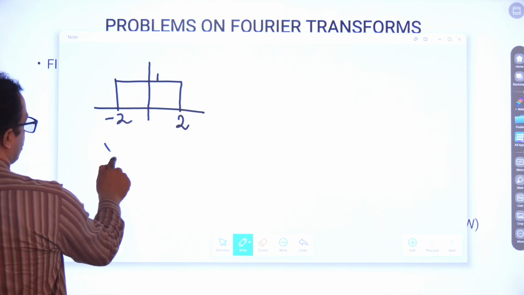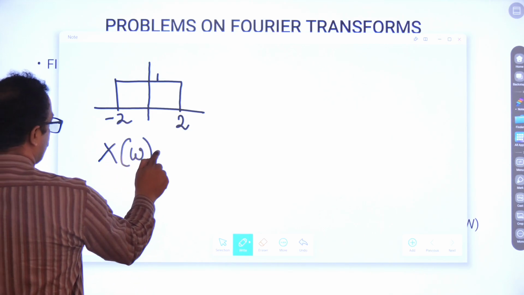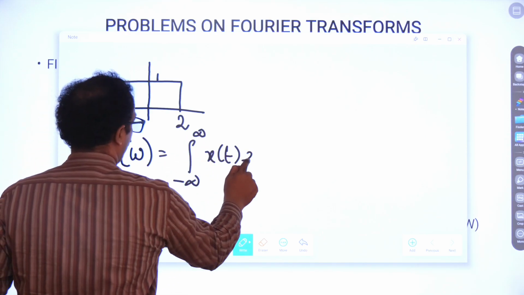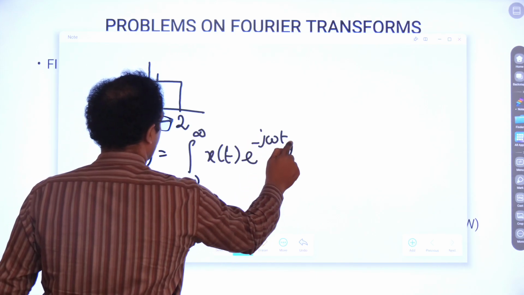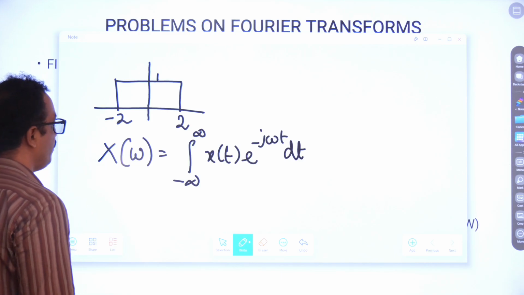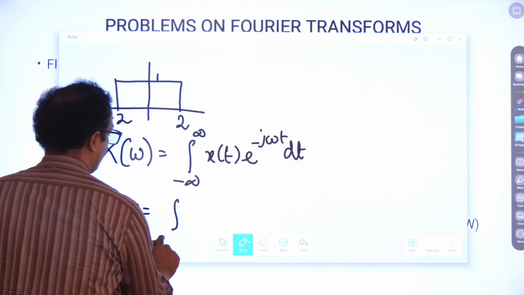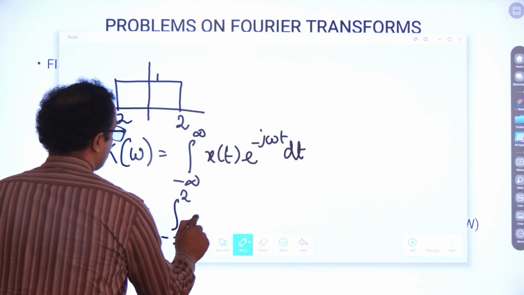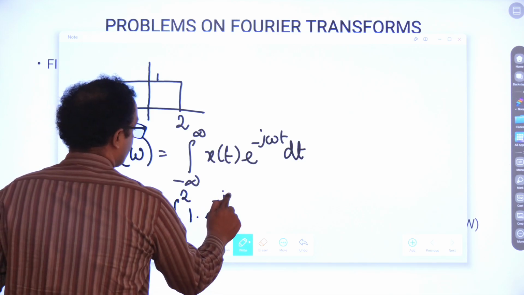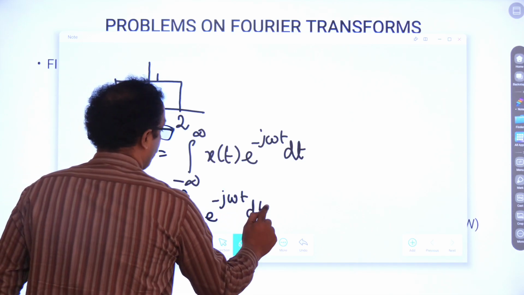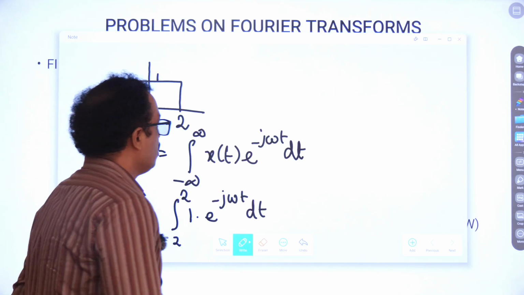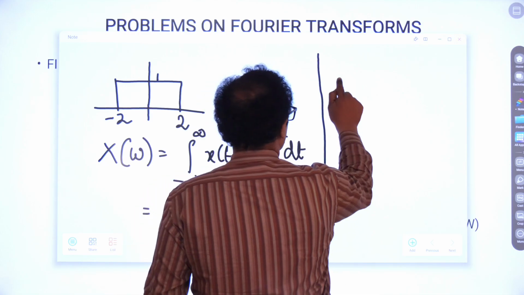So we know the basic Fourier transform formula: X of omega equals the integral from -infinity to +infinity of x of t e power minus j omega t dt. Based on the signal given, the limit will be from -2 to +2. In place of x of t, we substitute the amplitude, which is 1, into e power minus j omega t dt. Now we need to integrate e power minus j omega t within the limit -2 to +2.